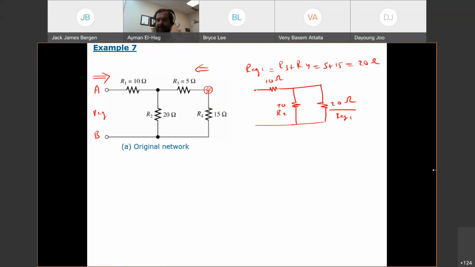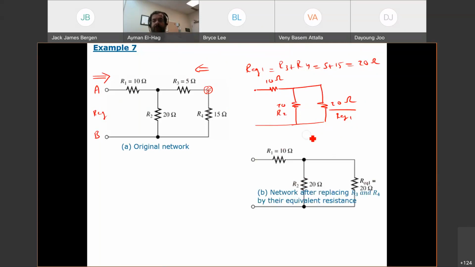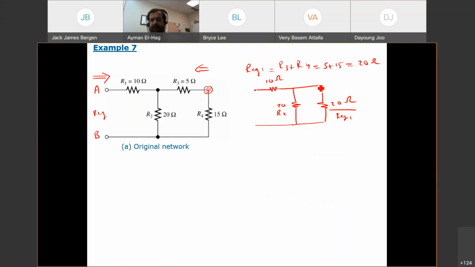Parallel, parallel, excellent. So these two are in parallel. Why? Because they share the same two nodes. This node and this node are shared together, so they are actually in parallel. Okay, so we will consider these two together. I will call them R equivalent 2, which is the parallel combination.